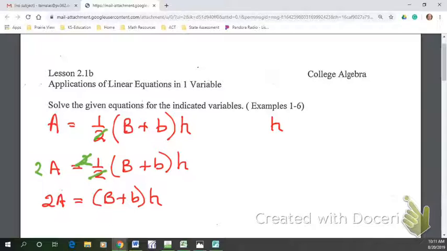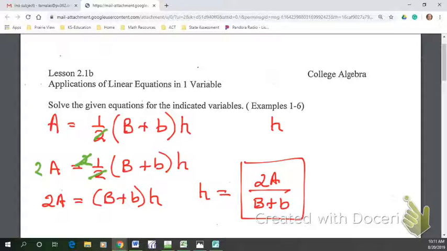Okay, so h is going to be equal to 2a over capital B plus lowercase b. I got it by itself, just like they requested, so that is my answer. Anybody know what that formula is for? That's the area of a trapezoid, you're right.